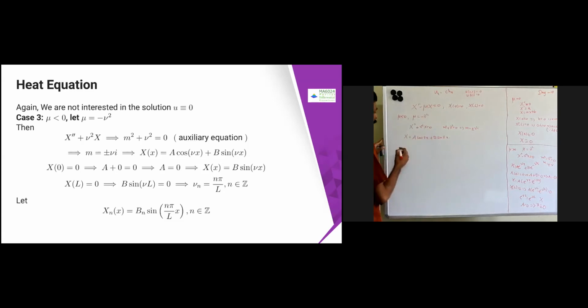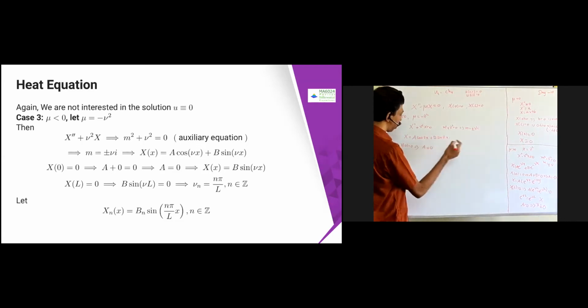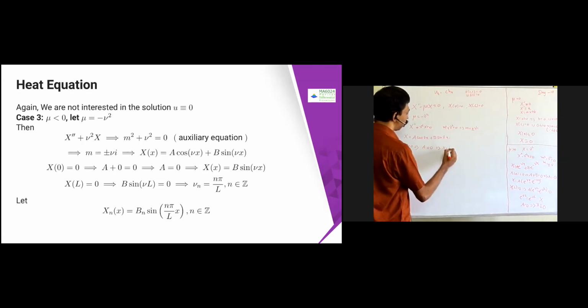Now apply the condition x of 0 equal to 0. If x of 0 equal to 0, this is going to become a times 1 plus b into 0, so that will become 0. So a equal to 0, which implies x equal to b sin mu x.